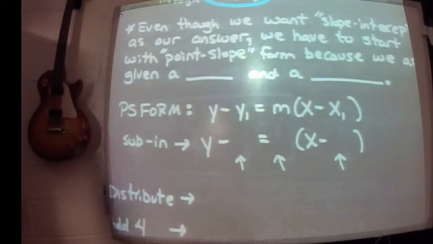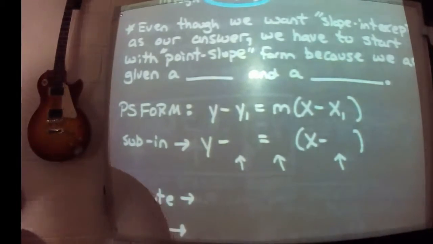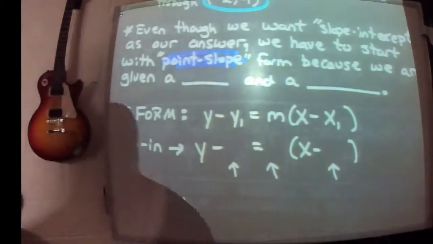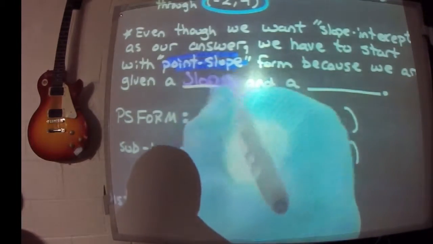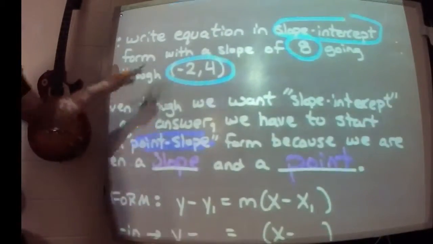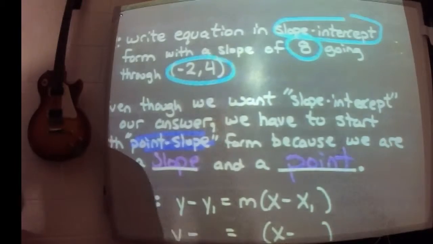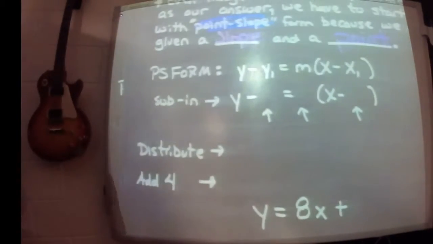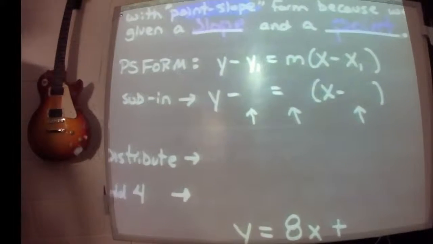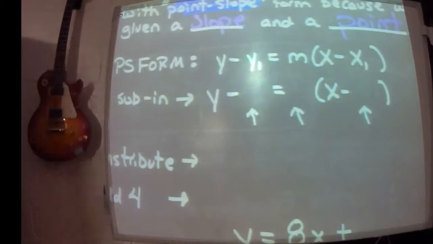Which is what we got here. Even though we want slope intercept form as our answer, we have to start with point slope form, because that's the starting spot if you are given a slope and a point. And that is exactly what we're given. It is in the words right up here. Write the equation when you have a slope of 8 and a point -2, 4. So remember our point slope form. Write it down as much as possible. The more you have that memorized, the easier these problems are going to be because you're going to have to think less about it. So we got y minus y1 equals m(x minus x1).